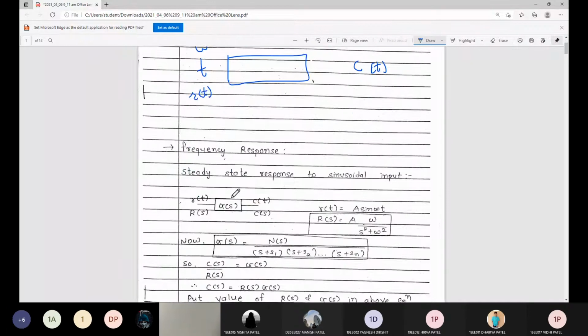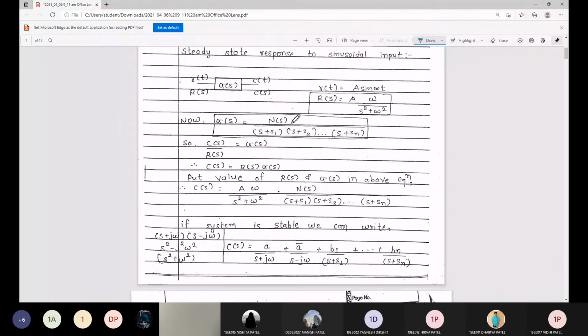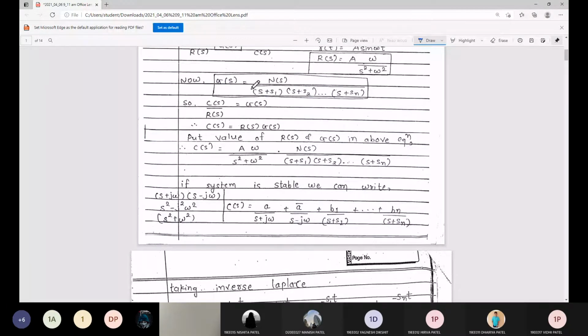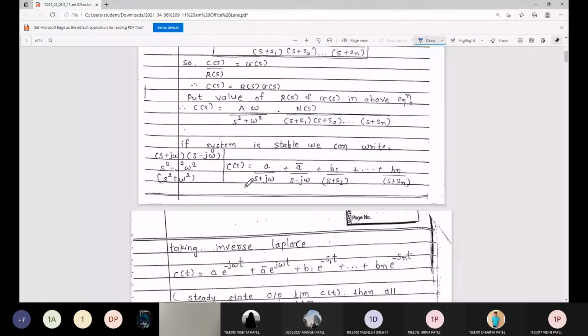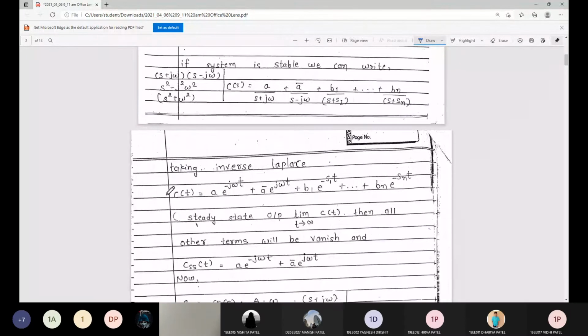We have taken one transfer function G(s), R(s), C(s), because we want to go for the Laplace transform function. Now we are giving r(t) equal to A sin omega t, so we will be having the Laplace transformation of this. We want to find out c(t). We have got this value of C(s) upon R(s). We put the value of R(s), and we have concluded that c(t) will be A e raised to minus j omega t plus A bar e raised to j omega t, up to some terms.